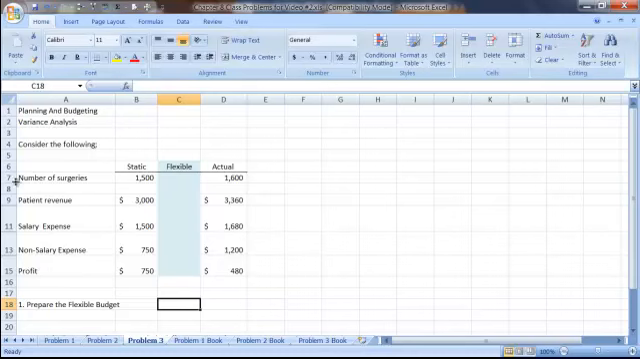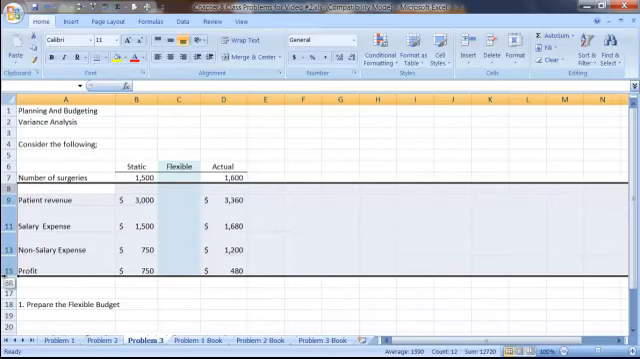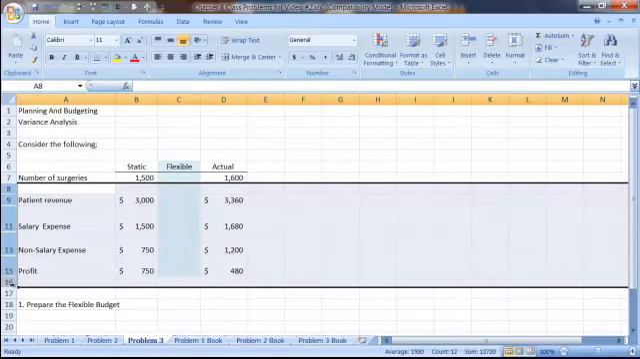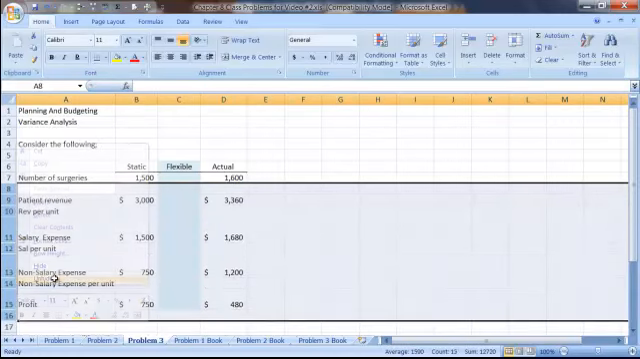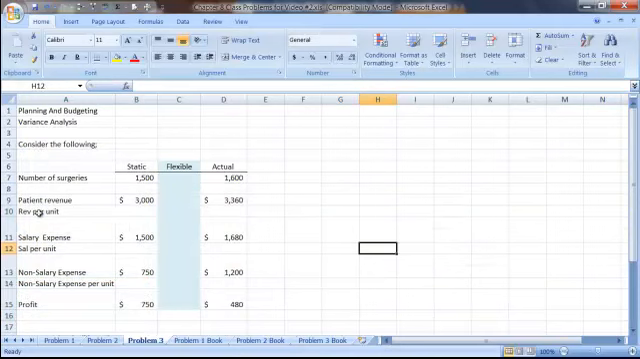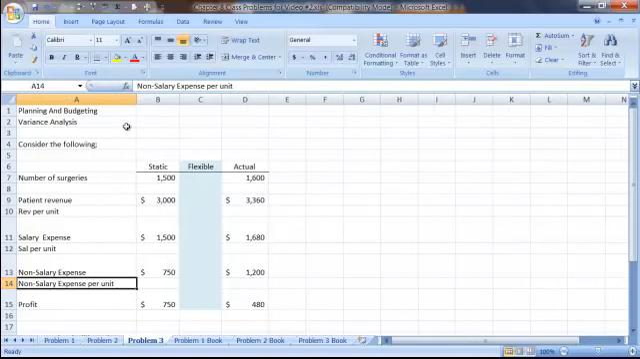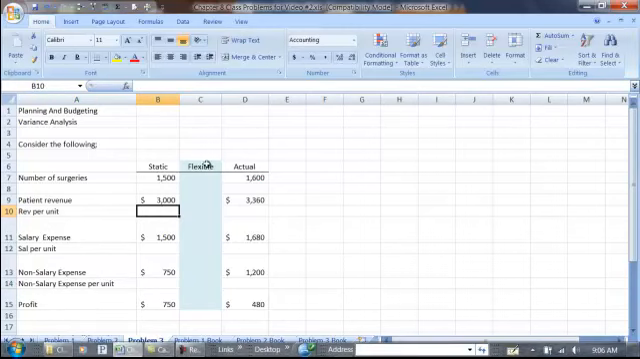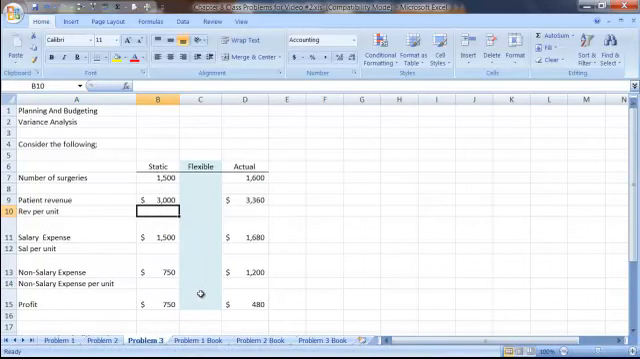Okay, what I've done, to make it a little simpler, is hide some rows. I'm going to unhide them now. See, all I've done is put these in so I didn't have to type them in when we were doing this. So no big deal. Okay, so we've got to calculate the revenue per unit on our static and our actual before we'll be able to do our flexible.